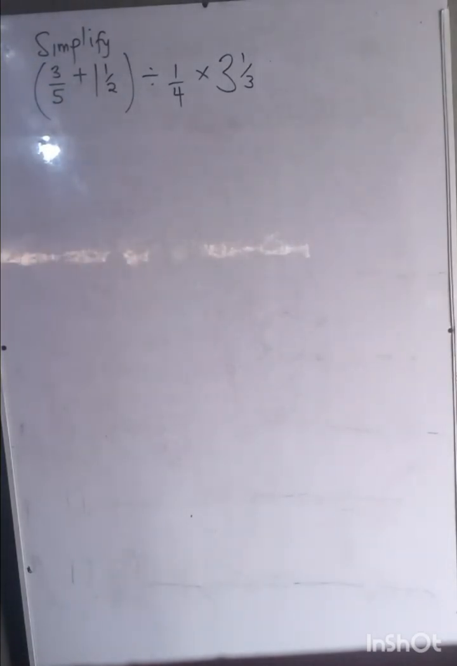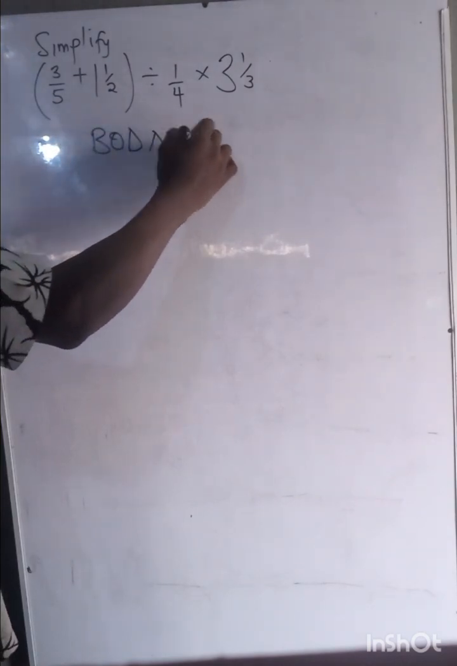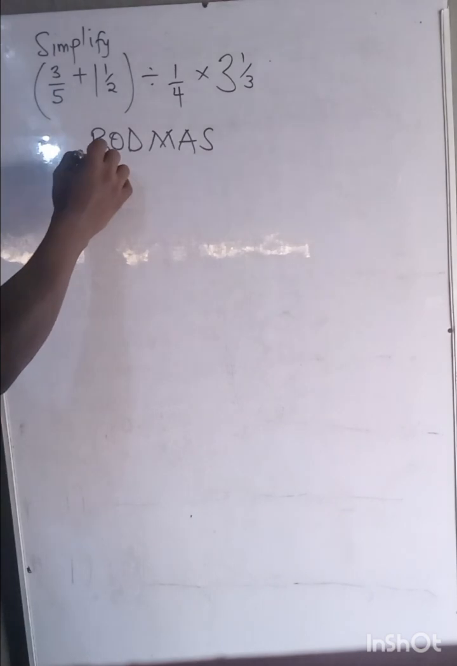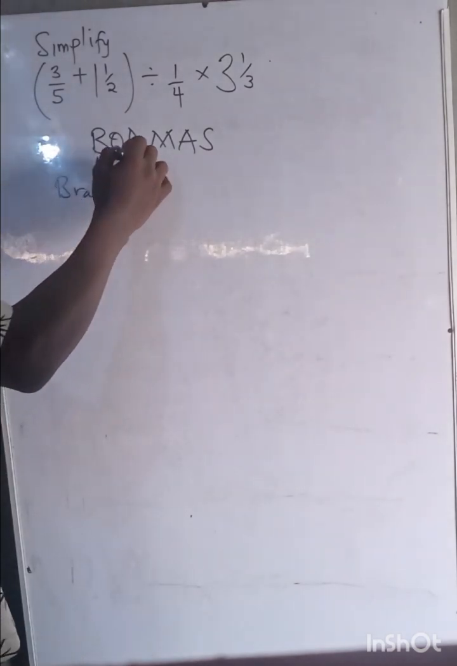We have an expression on fractions, specifically order of operations, where we have 3 out of 5 plus 1 whole number 1 out of 2, divided by 1 out of 4, times 3 whole number 1 out of 3. The technique we are going to use to solve this is order of operations, BODMAS.